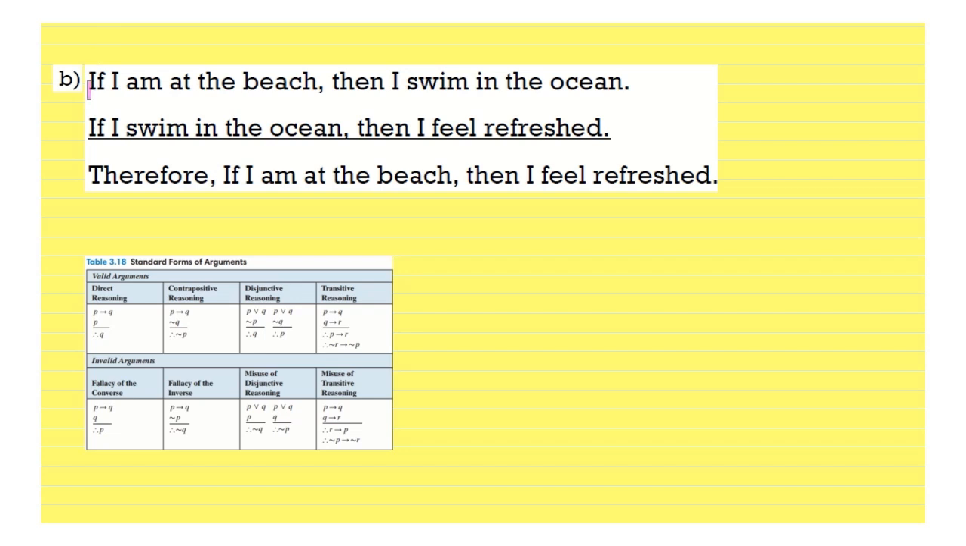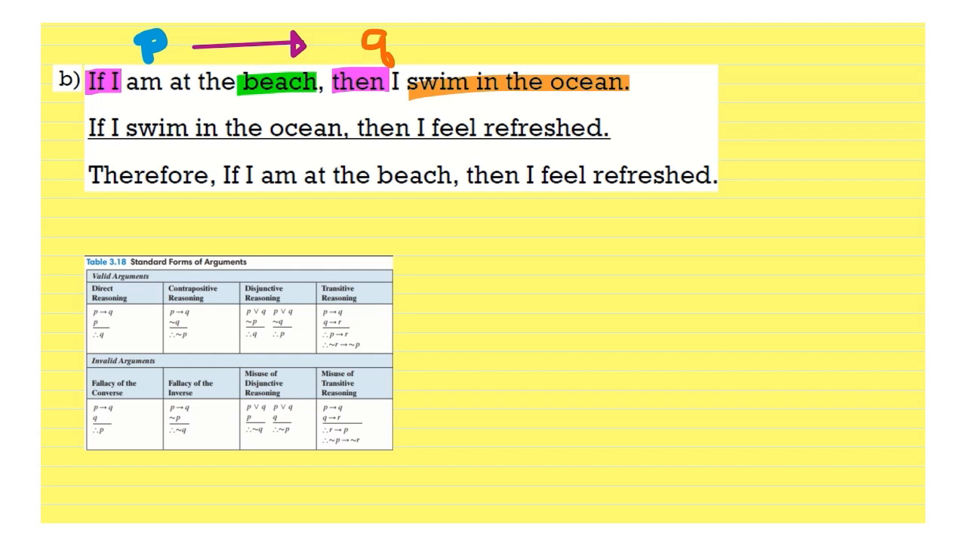Our next set of statements says, if I am at the beach, then I swim. So we definitely have an if-then statement, so we need our right-sided arrow. And we are at the beach. That's going to be our P thing. And then we are also swimming in the ocean, and that is going to be our Q thing. So we've got if P, then Q. If I'm at the beach, then I swim in the ocean.